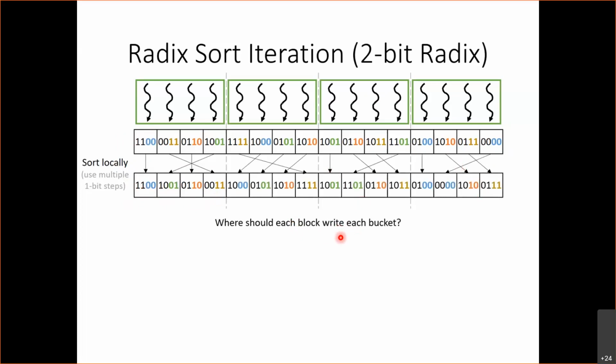Same as before, but this time we have 4 rows instead of 2. Right, exactly. Same as before, but this time we have more buckets. So now for each thread, we have the number of 0,0s. For each block, we have the number of 0,0s, the number of 0,1s, the number of 1,0s, the number of 1,1s.